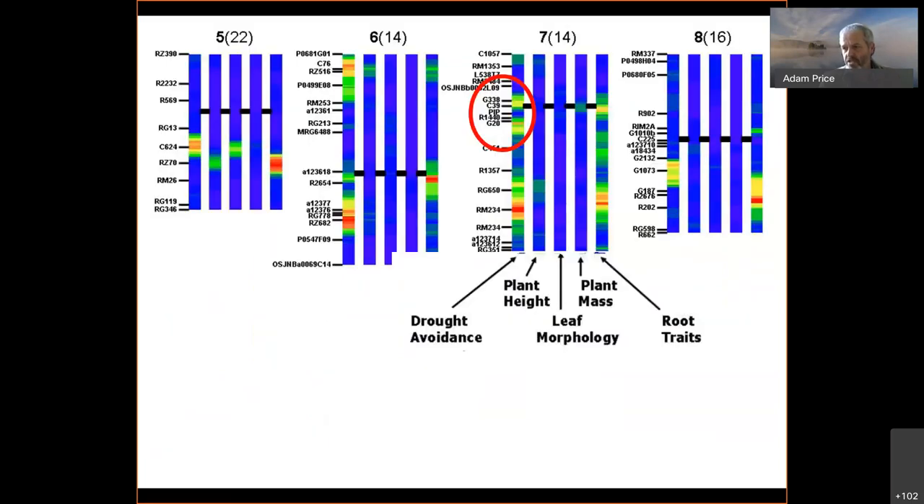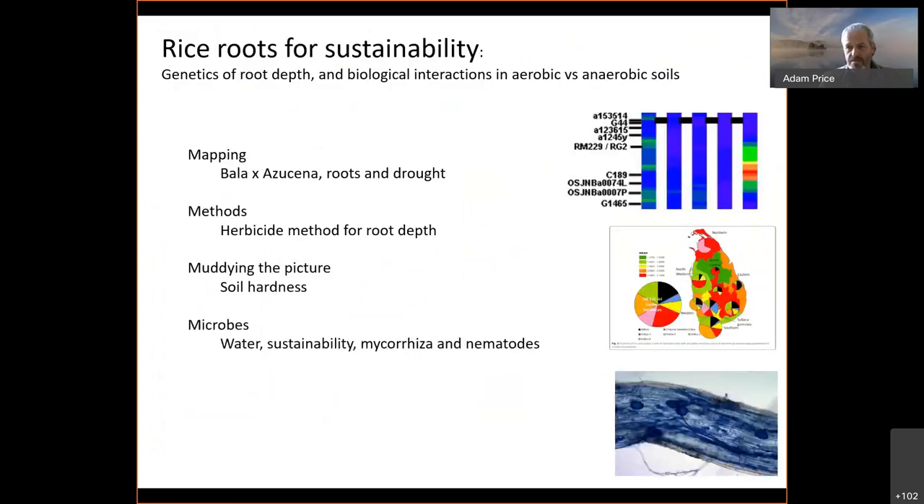I'll very briefly mention that some of these drought QTLs are not root QTLs. So this one here, we think we've got beautiful evidence, which we haven't yet published, that this QTL highlighted here is to do with hydraulic conductance of the root system. We've been working on this for years, haven't published anything yet. I hope to find time, some time, to write it up.